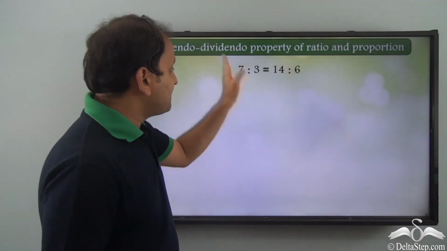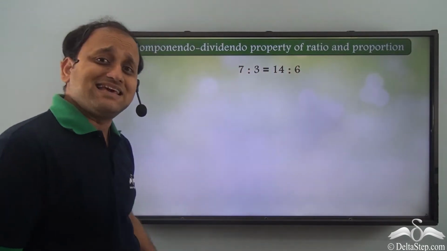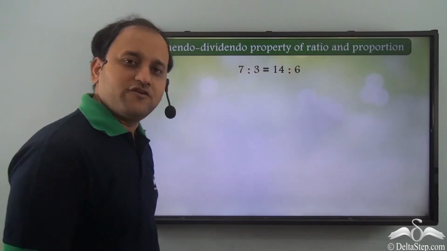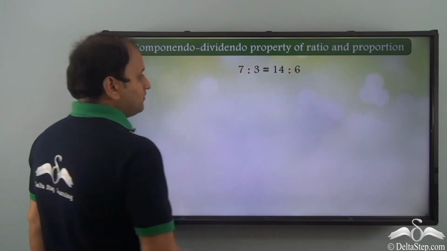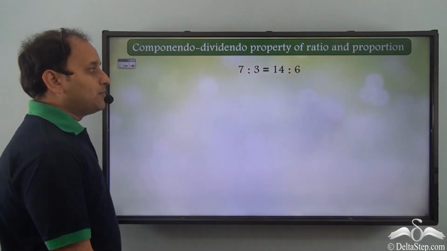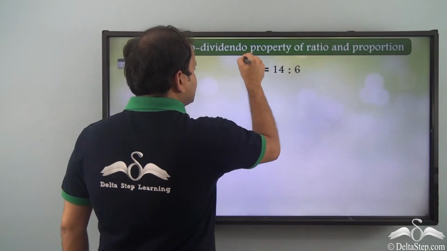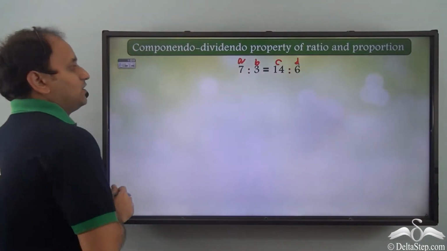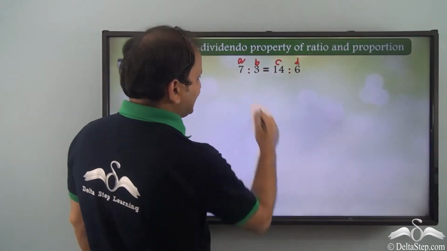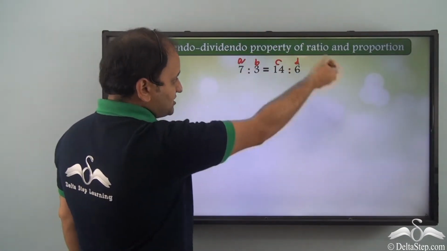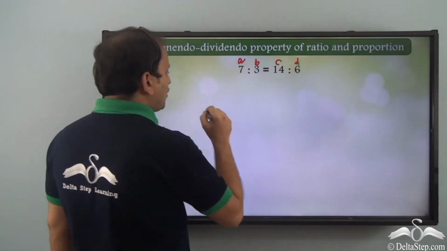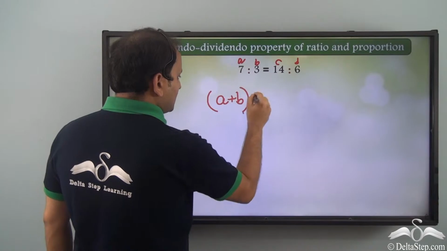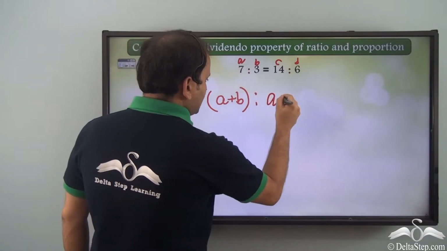Now if we have 7 is to 3 is equal to 14 is to 6, then how can we write it if we apply componendo dividendo property of ratio and proportion? Well, we know that this can be represented in the form of A, B, C, D. So if we consider this as A, this as B, this as C, and this as D, then what is componendo dividendo? It says that if A is to B is proportional to C is to D, then according to componendo dividendo, A plus B is to A minus B.